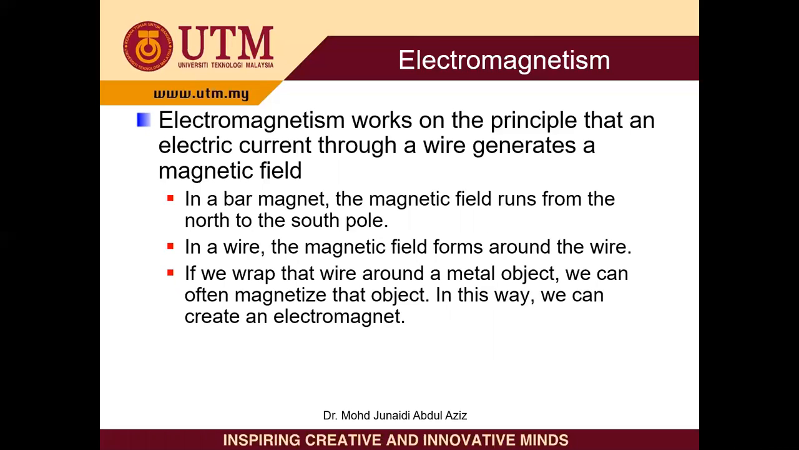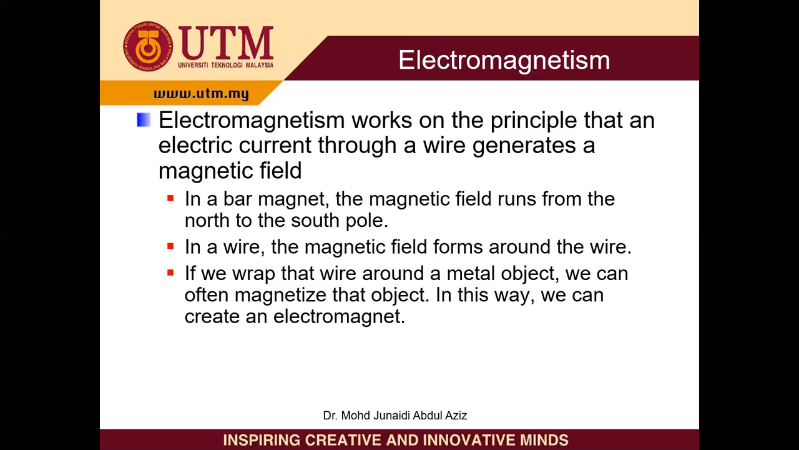Electromagnetism works on the principle that an electrical current through a wire generates a magnetic field. For example, in a bar magnet, the magnetic field runs from the north to the south pole, and in a wire, the magnetic field forms around the wire. So if you have a cable with current flowing inside it, a magnetic field forms around the cable. And lastly, if you wrap a wire around a metal object and the current goes through the wire, it will magnetize that object.